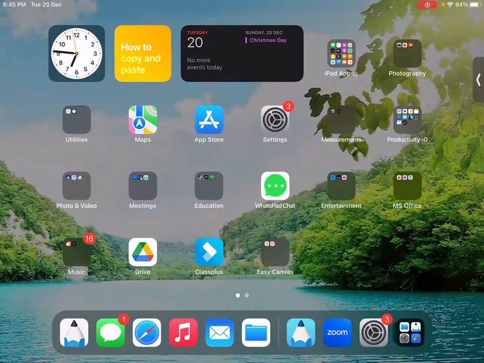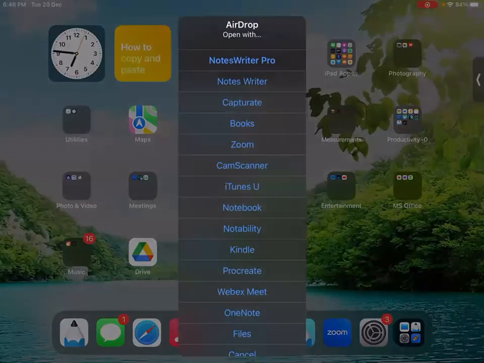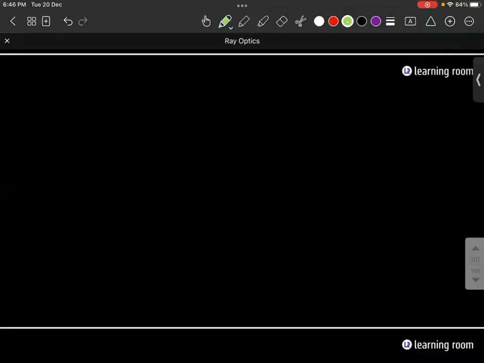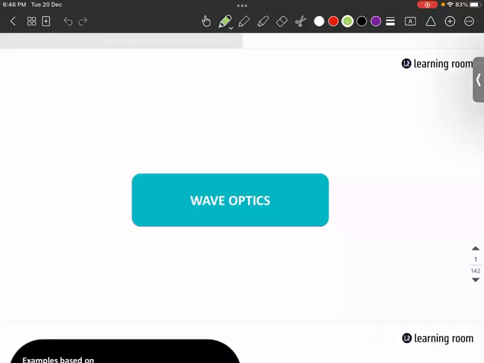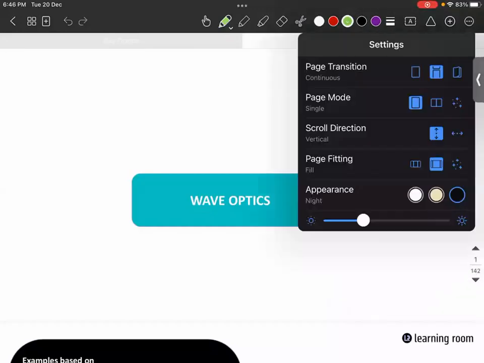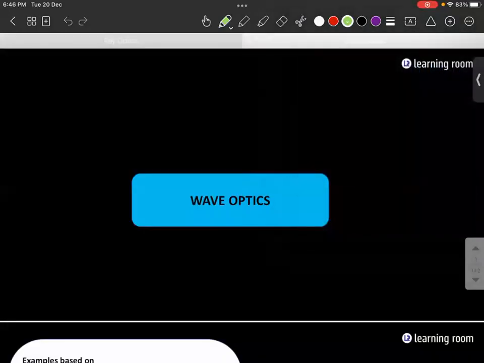Sir, I have a last doubt, sir. Tell me now. Sir, while reporting the answer for magnification, should we just show the magnitude or even the sign, sir? Magnitude is enough when you're reporting. When you're using it in the formula, that time you need to use plus or minus.